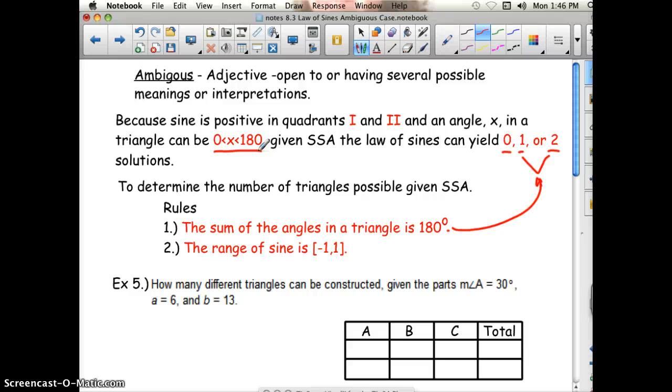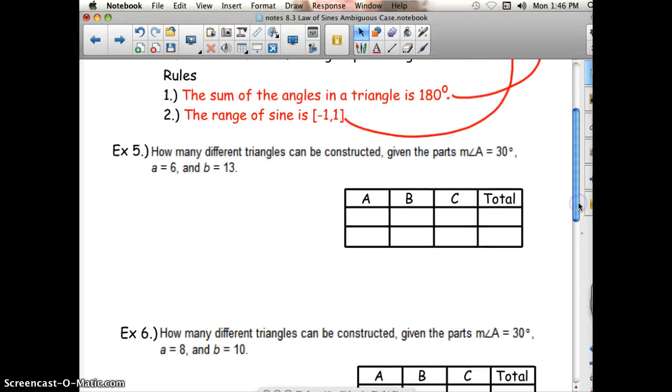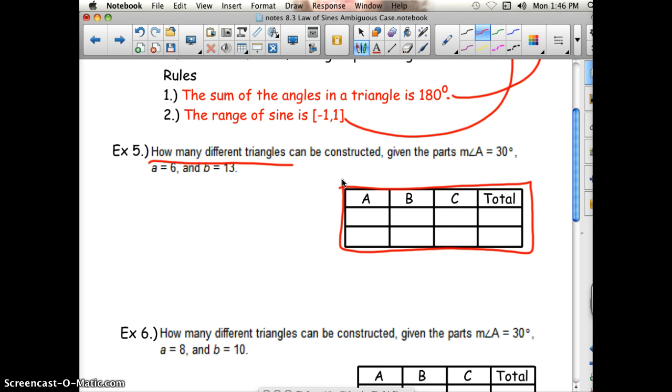And then the second rule is what matters if we have 0 triangles. The range of sine is -1 to 1. So if I get an arc sine greater than 1 or less than -1, then that's going to be 0 triangles. When I'm asked how many different triangles, I like to set up this table right here, and I'm going to fill it in.